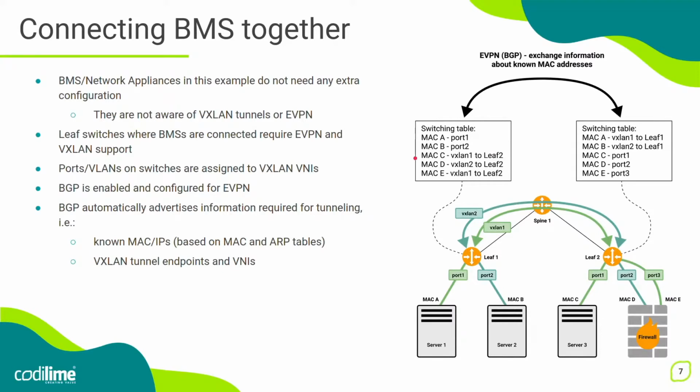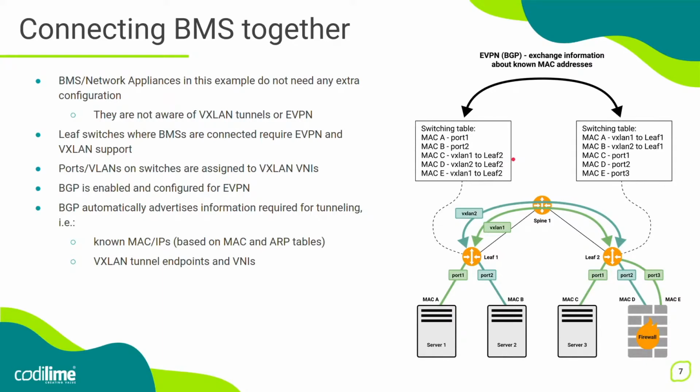Okay, and Leaf1, upon receiving this advertisement, will take a look at it, and it will see, I've got a new MAC address C, which will be put into the switching table, and the next hop interface in the direction of the destination will be a logical VXLAN 1 tunnel interface that leads to Leaf2. Okay, so this is the way that new MAC addresses are advertised throughout the data center.